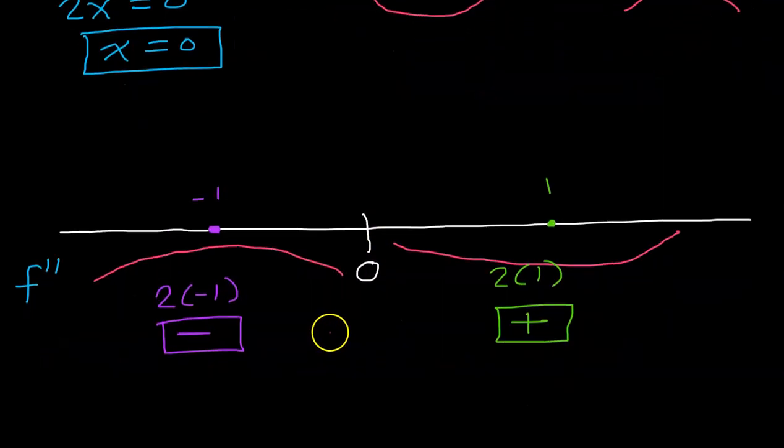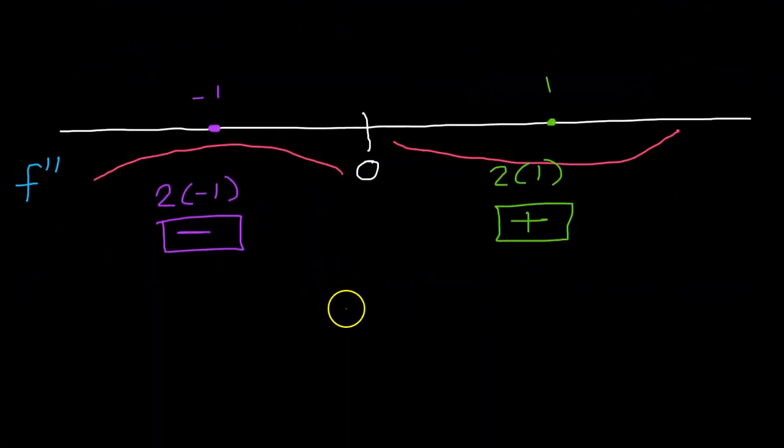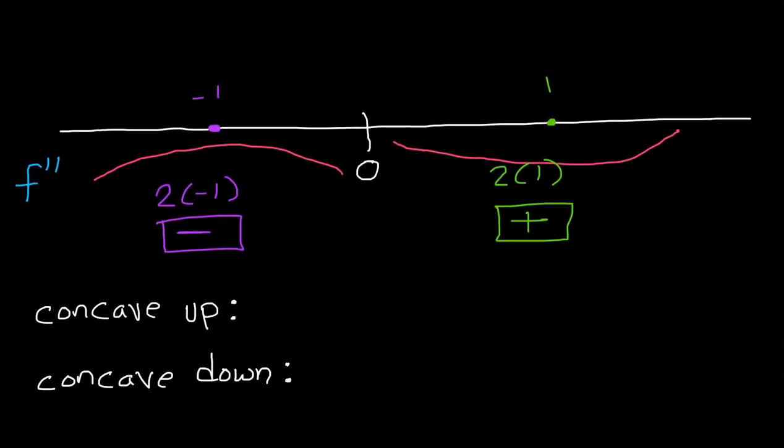So that is enough information for us to answer the question that we were asked. We have determined that the function is going to be concave up in the interval from 0 to infinity, and the function will be concave down in the interval from negative infinity to 0. All right, so that's the end. We've answered the question. But I'm going to go on and build on this.